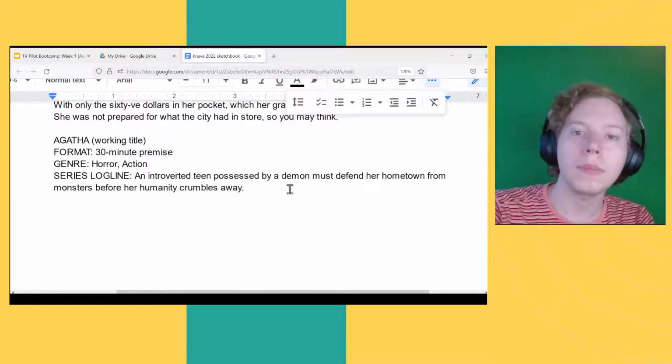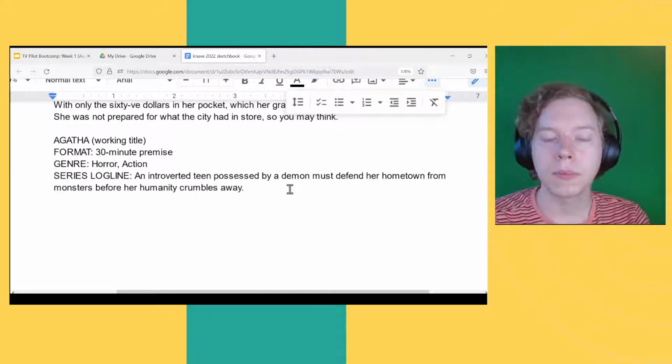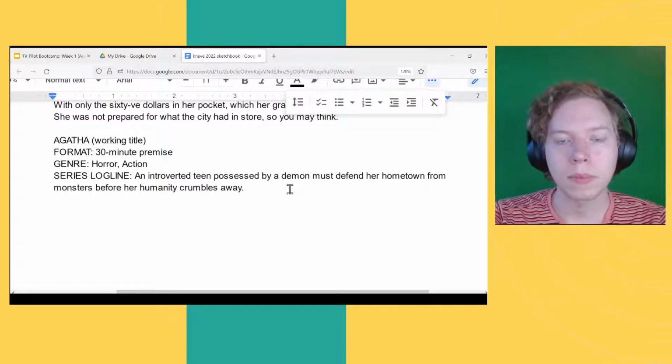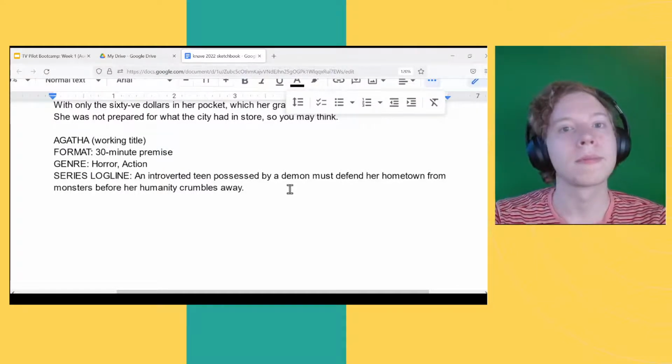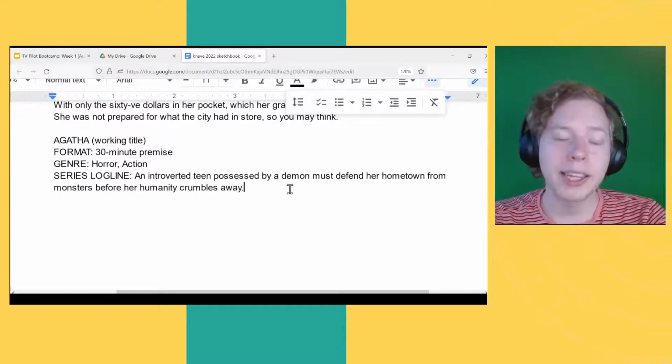Gotcha. I do have a couple other characters in mind because like the hometown, there's people there. We need to be attached to some people, so we care that she's defending the town, but I haven't narrowed those down yet.